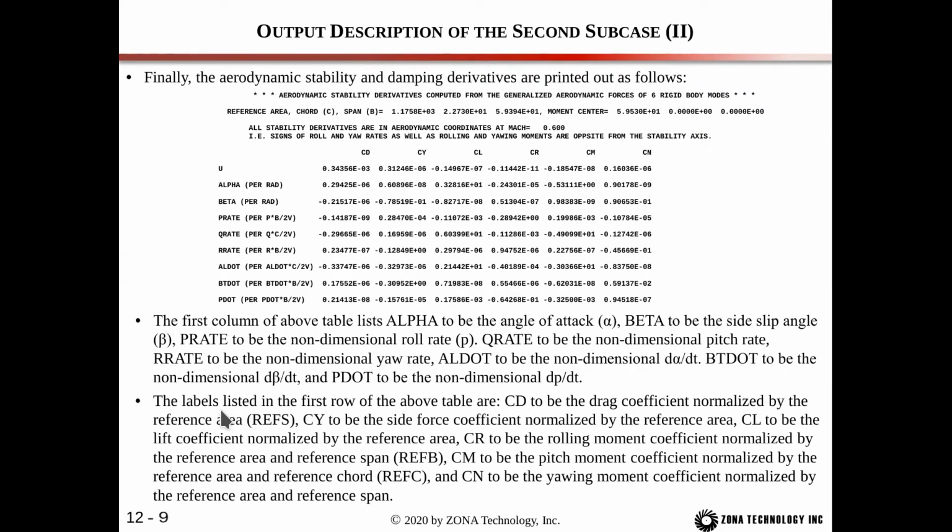The labels listed in the first row, which are up here, are CD, CY, CL, CR, CM, CN. That's CD is the drag coefficient, CY is the side force, of course CL is the lift coefficient, CR is the rolling moment coefficient, CM is the pitch moment coefficient, and CN is the yawing moment coefficient.